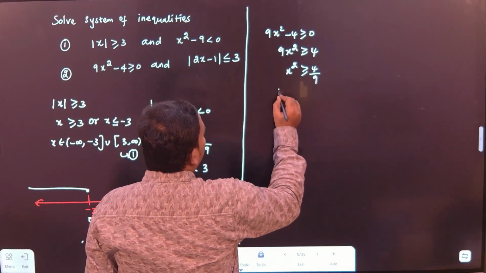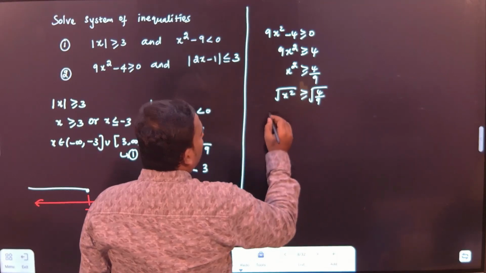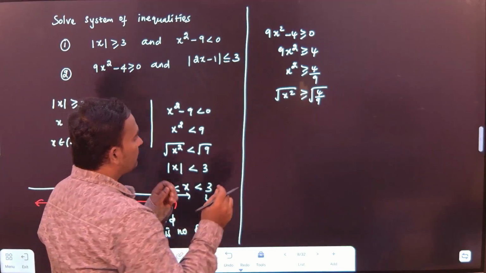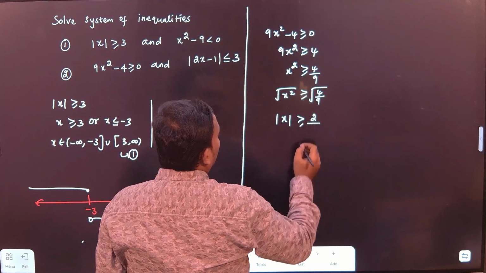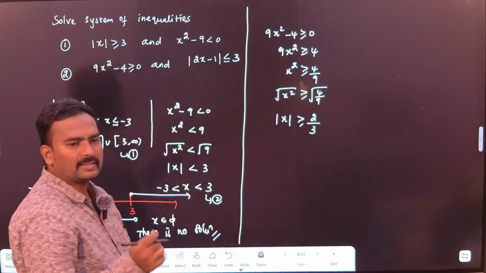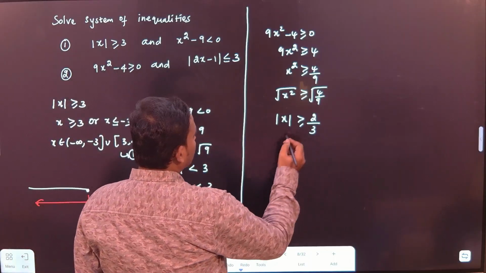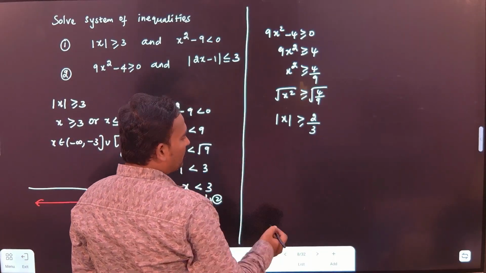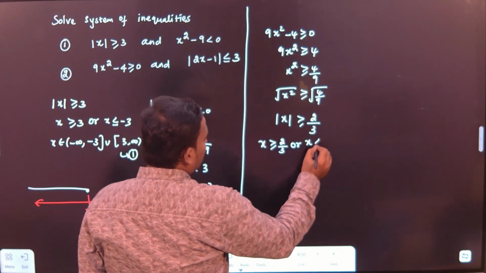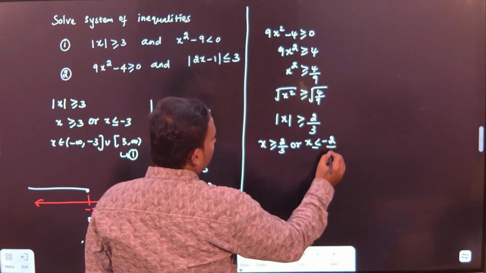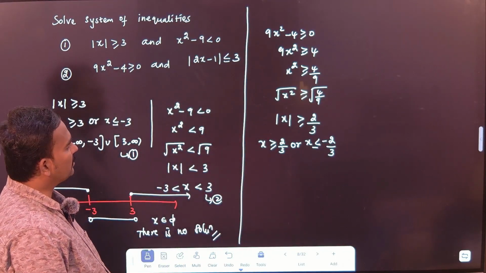The square root of x² is greater than or equal to the square root of 4/9. The square root of x² we already discussed: it is |x|. So |x| ≥ the square root of 4 is 2, over the square root of 9 is 3. You cannot take the negative because the square root of something cannot be negative. So |x| ≥ 2/3 means x ≥ 2/3 or x ≤ −2/3. Clear? I hope everyone understands.